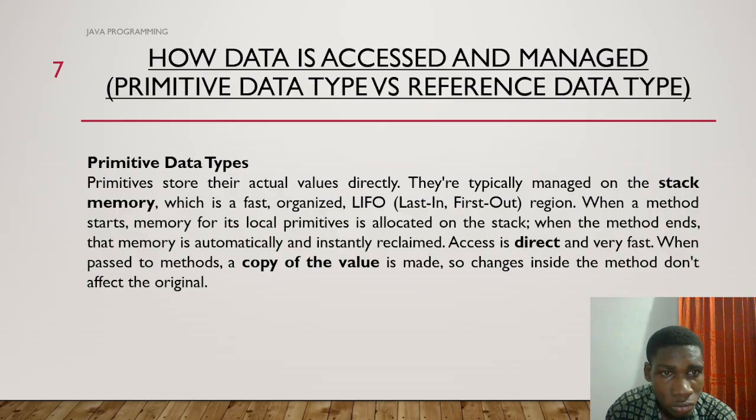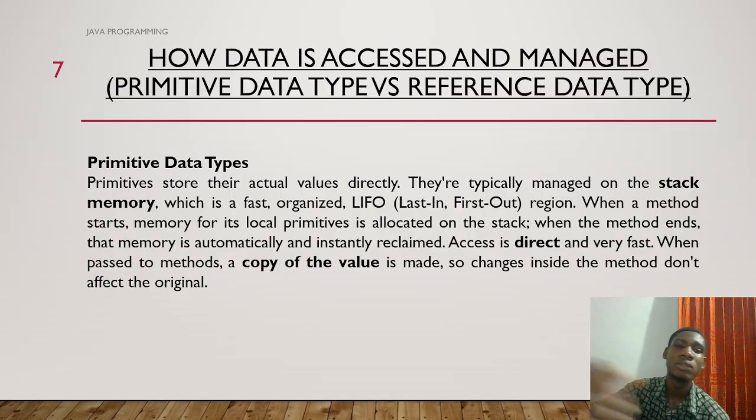Okay, so how data is accessed and managed with a primitive data type and then a reference data type. First let's go through the primitive data types. Primitives store their actual values directly. They are typically managed on the stack memory, which is a fast, organized, last in, first out region. When a method starts, memory for its local primitives is allocated on the stack. When the method ends, that memory is automatically and instantly reclaimed. Access is direct and very fast.